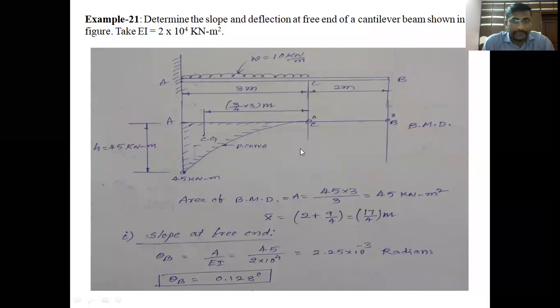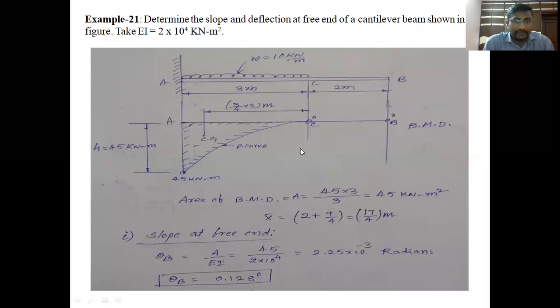In yesterday's class, we discussed some problems using the moment area method by drawing a bending moment diagram for different types of beams, isn't it? So in this class, I will discuss some more problems using the same method, that is moment area method.